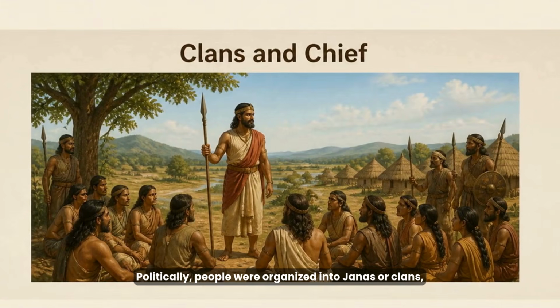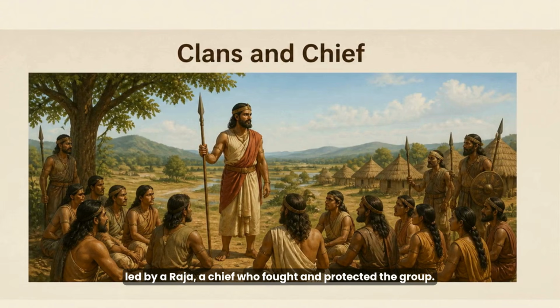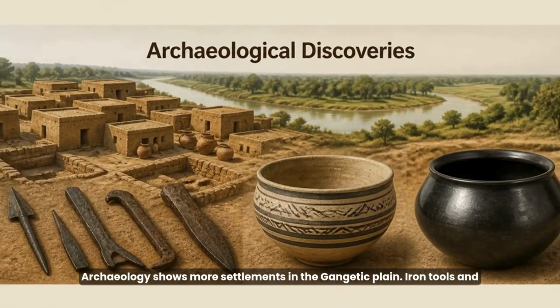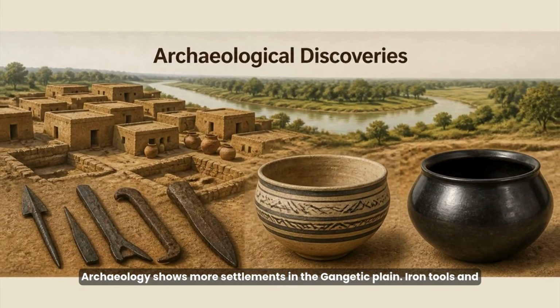Politically, people were organized into janas or clans, led by a Raja, a chief, who fought and protected the group. The Raja was checked by three assemblies: the Sabha for judges, the Samiti for big decisions, and the Vidhata for popular meetings. Archaeology shows more settlements in the Gangetic Plain.